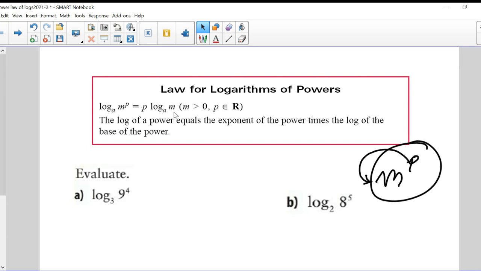So you can't take the log of a negative number. So that's one of the restrictions on logs. So they keep making the restriction that the thing that you're taking the log of has to be positive, and that p must be a real number, right? So none of these square roots of -1, that kind of thing. The log of a power equals the exponent of the power times the log of the base of the power. That's what this law of logarithms of powers says, basically.